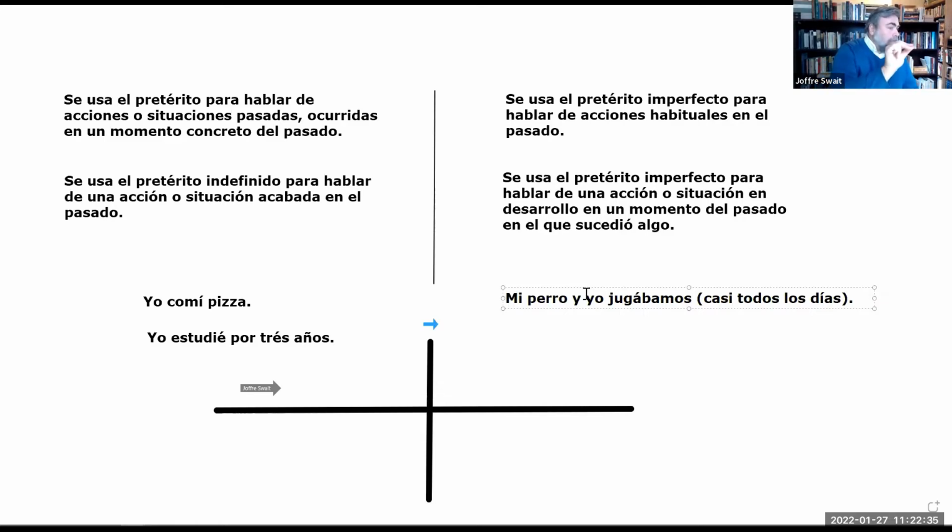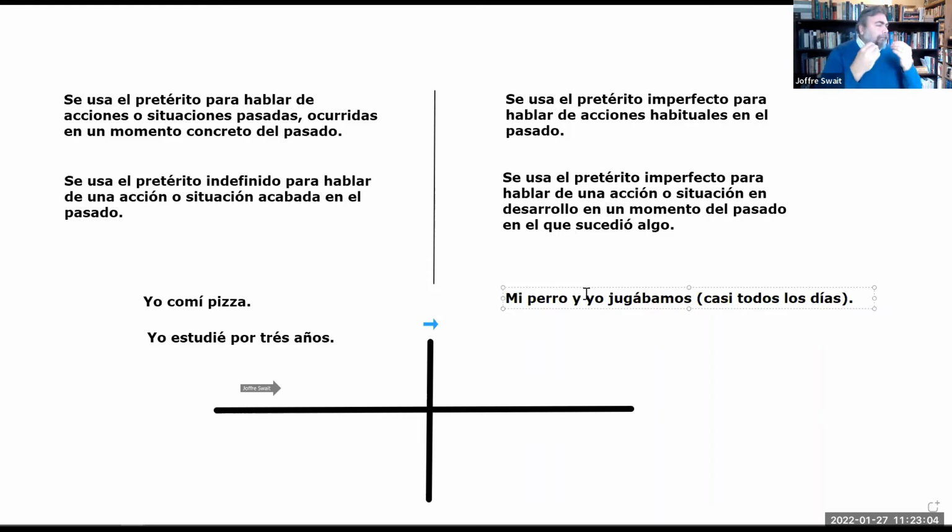No fue un momento. No fue un bloque discreto. Un periodo discreto. Fue una cosa habitual. ¿Ok? El segundo párrafo, el segundo uso, se usa el pretérito imperfecto para hablar de una acción o situación en desarrollo. ¿Ok?